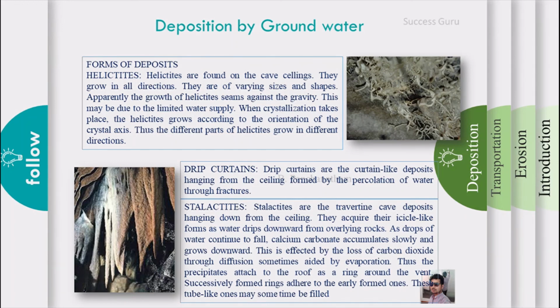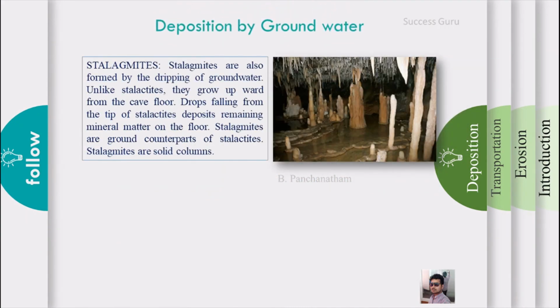Thus the precipitate attaches to the roof as a ring around the vent. Successively formed rings adhere to earlier formed ones, and this tube-like structure may sometimes be filled. So the stalactites may be a hollow cylinder, but they sometimes may be filled. The next one is the stalagmite. The stalagmites are also formed by the dripping of groundwater. Unlike stalactites, they grow upward from the cave floor.